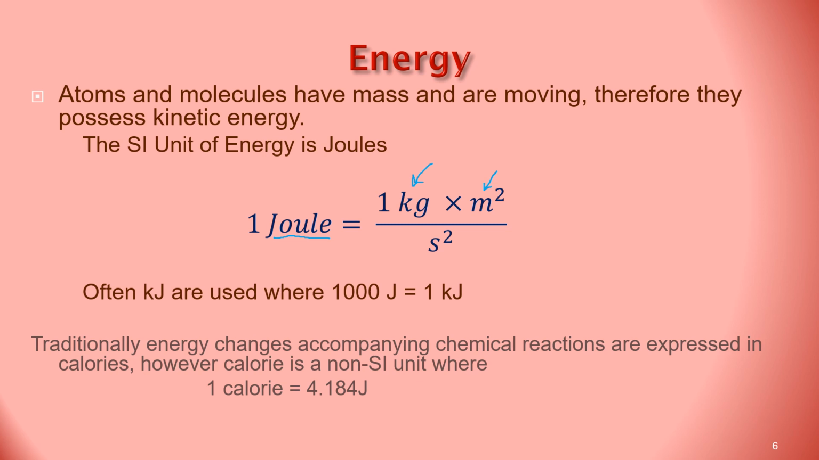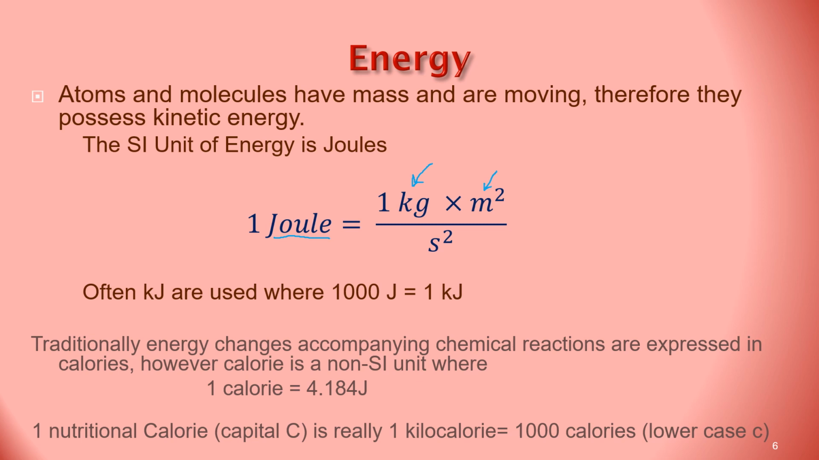Mostly we'll be using joules, but just for your information, 1 calorie equals 4.184 joules. And just a further note, when we talk about calories, you think about the calories that you eat. A calorie that you eat is actually a kilocalorie, so it's usually given the capital C when we're talking in science. So a nutritional Calorie, capital C, is really 1 kilocalorie or 1,000 calories.